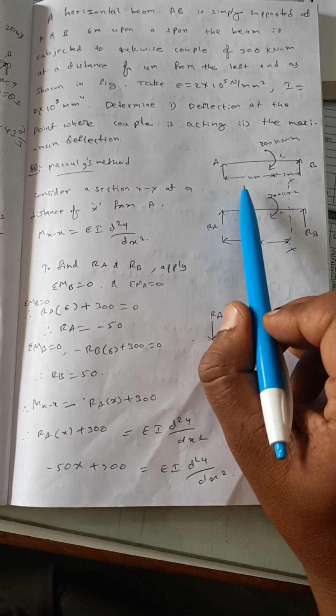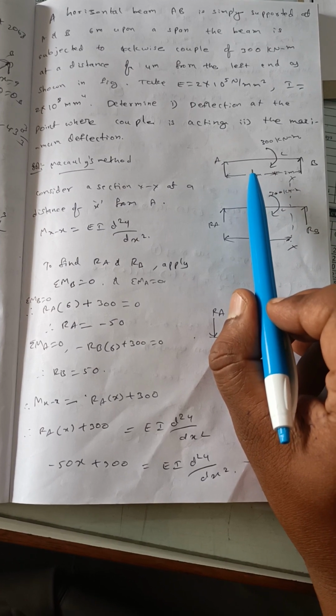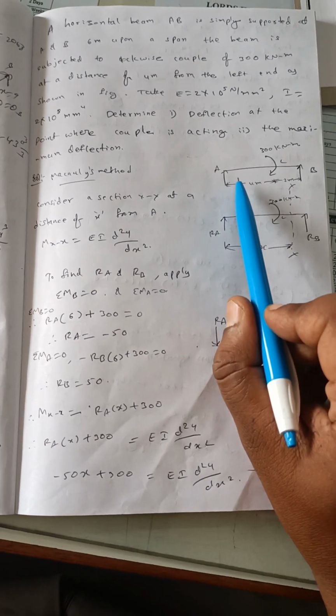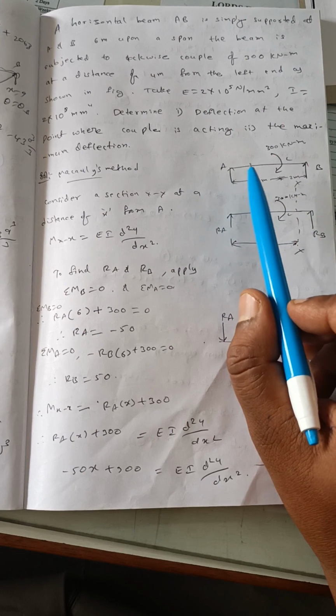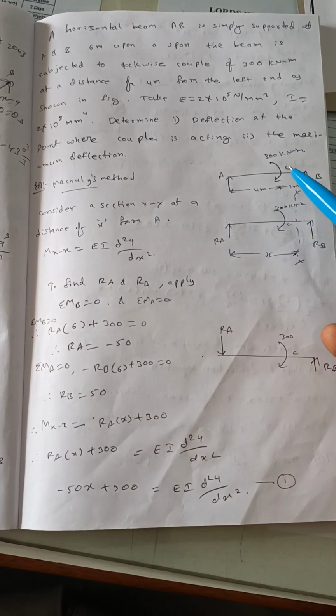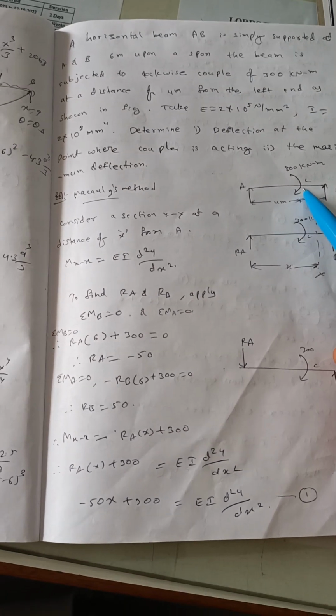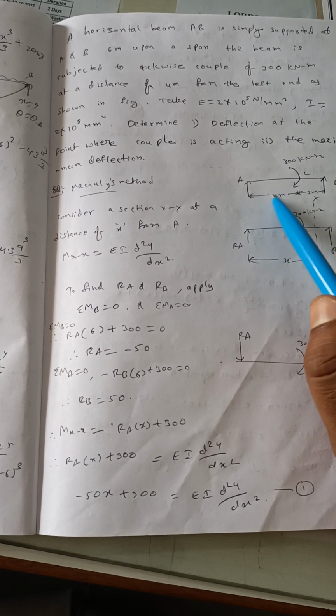Take E, Young's modulus, equal to 2 into 10 power 5 Newton per mm square. Moment of inertia is 2 into 10 power 8 mm power 4. So we need to determine the deflection at the point where the couple is acting. That means at C, what is the deflection? So YC we need to calculate. C is not exactly at the center. It is 4 meters from A.